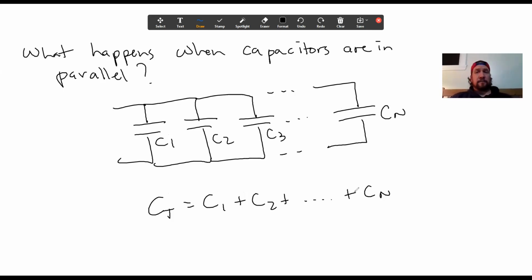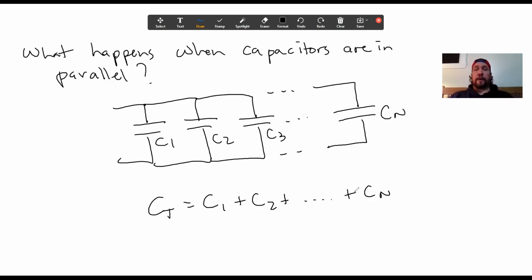This is important because we can sometimes want to put two capacitors in parallel or two capacitors in series, or we don't have an exact value. So we use two capacitors to try to get the exact value that we want or close to it. So you have to know, do I put it in series? Do I put it in parallel?